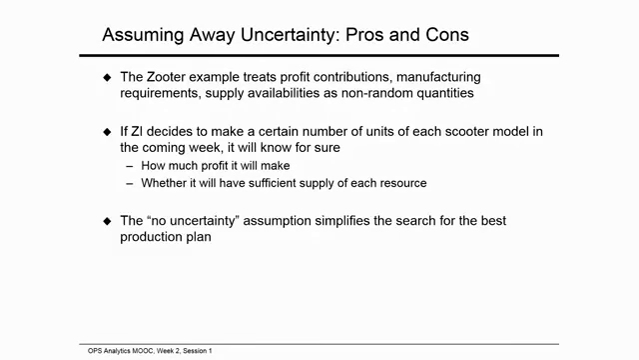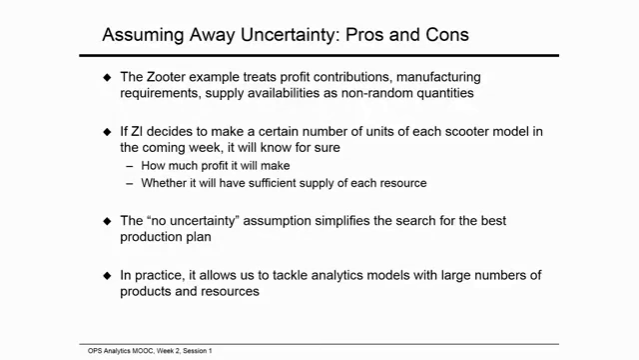The absence of randomness is a very powerful help in the task of evaluating different courses of action and selecting the best. In the absence of uncertainty, even very large problems, in other words, problems with very large numbers of products and resources, are easier to tackle.